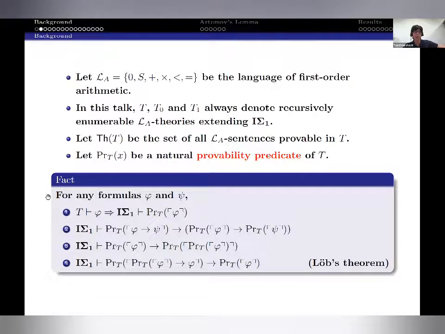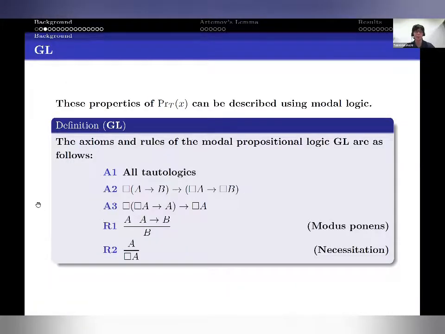for any formulas phi and psi, these properties of probability predicate of T hold. The first three conditions are called the derivability conditions. The last one is Leb's theorem, a formalized version of Leb's theorem. These properties of probability predicate can be described using modal logic.